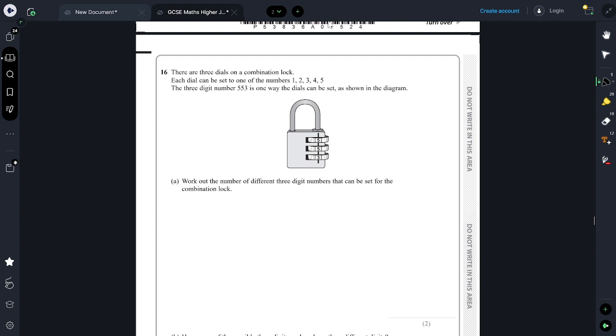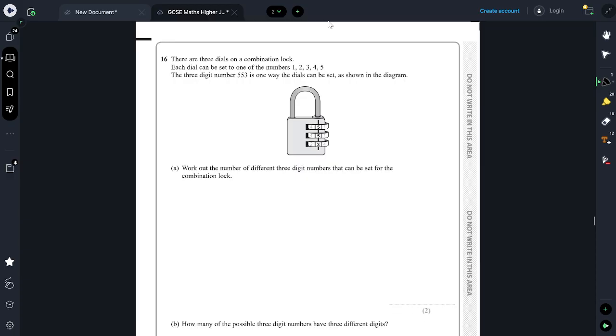So, question 16 now. I think we're headed towards the end of the paper, sadly or fortunately for most of you. There are three dials on the combination lock, shown here. Each dial can be set to 1, 2, 3, 4, 5. The three-digit number 553 is one way. Work out the number of different three-digit numbers that can be set for the combination lock.